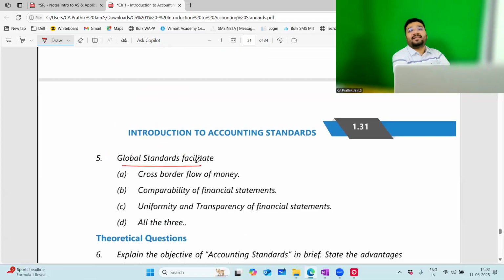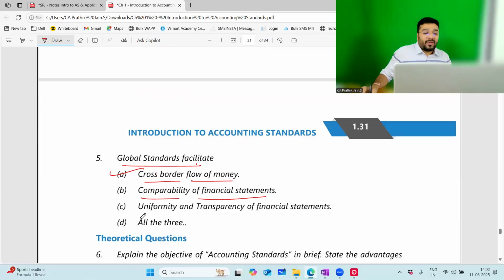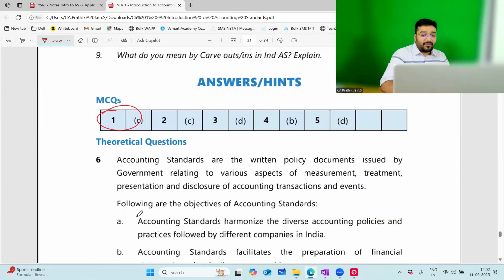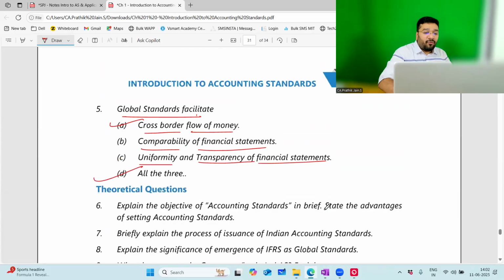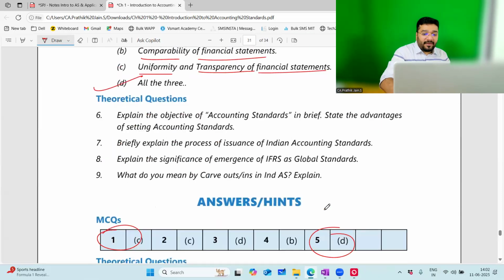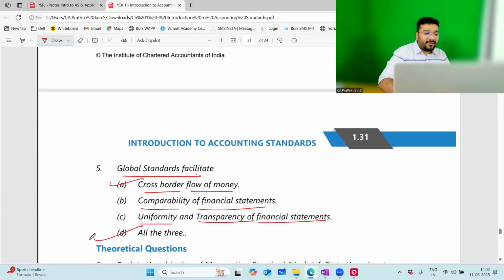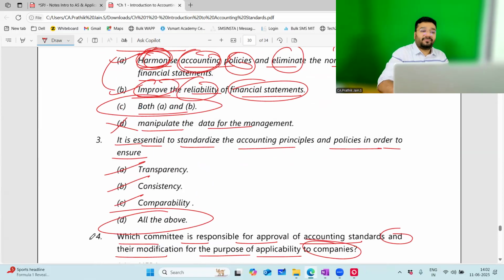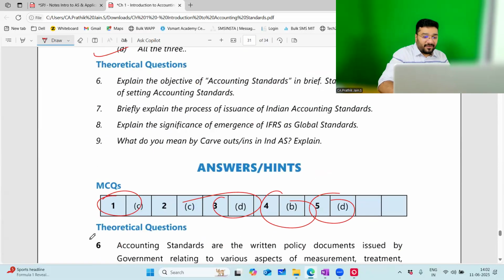Global standard facilitates. Global standard, IFRS, will facilitate what? Cross-border flow of money. Cross-border flow of money means what? Between the countries, there will be inflow and outflow of the money. We will invest in other countries, other countries will invest in our country. Comparability of the financial statement. Uniformity and transparency of the financial statement. All the three above. So 5 is what? D. All the 3. 4, what we did? B. 4B, MCA. 3 was D, which was all of the above. 2 was C.